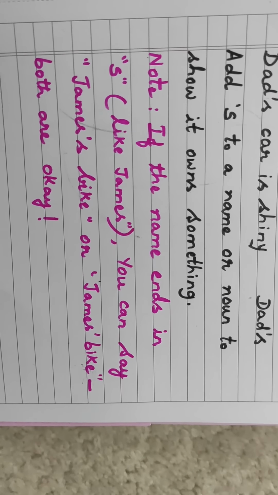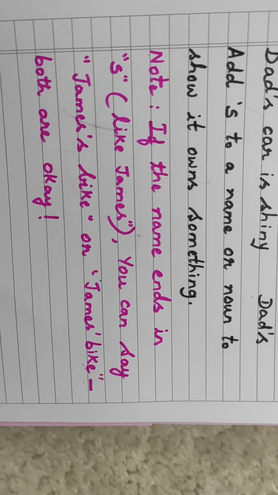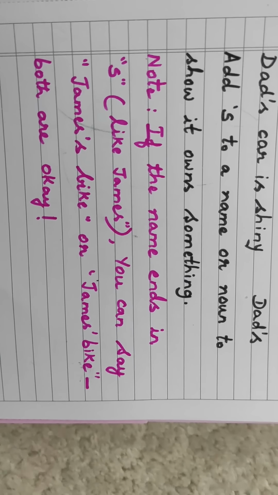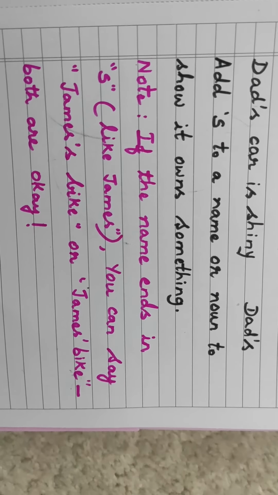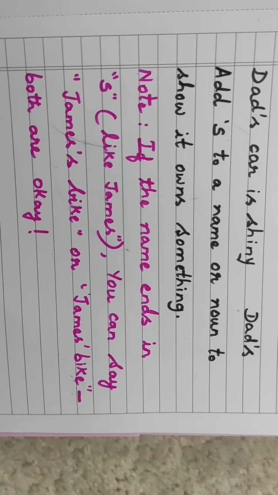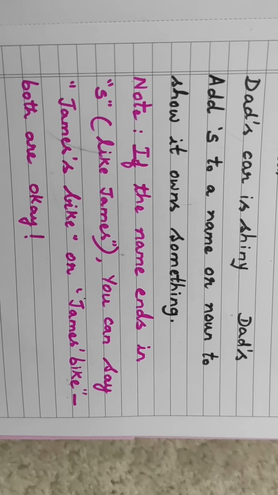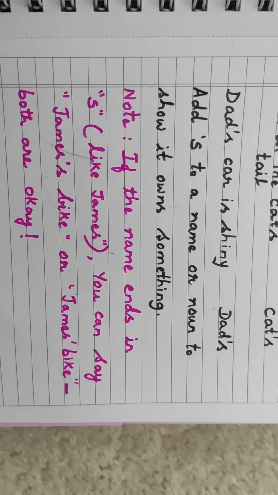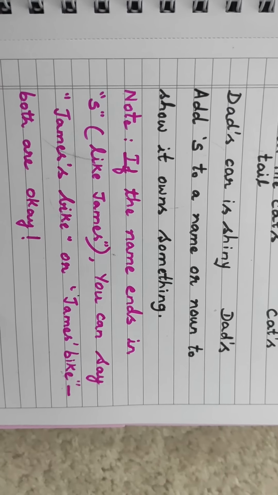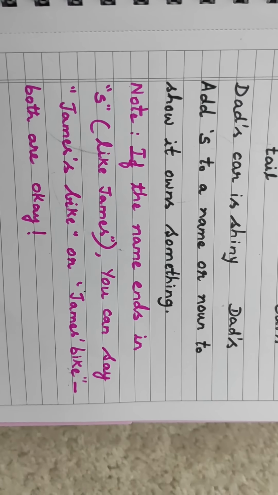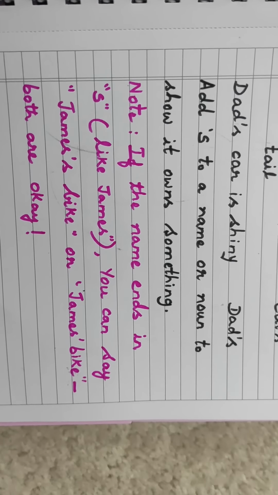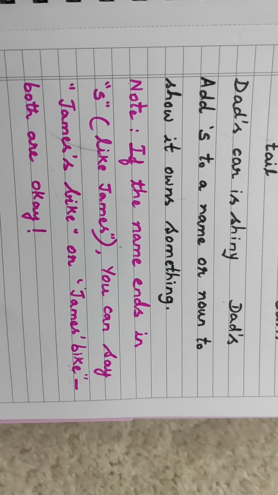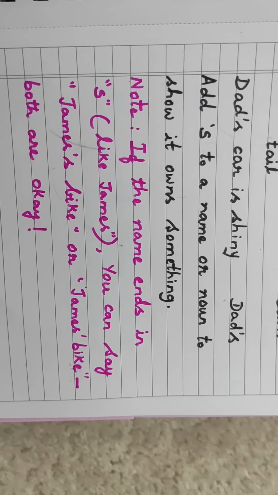If you write it this way also, J-A-M-E-S apostrophe S bike, it is a possessive noun, or James apostrophe bike. You are clearly saying that the bike belongs to James. Actually, both are okay. This is how you will identify the possessive noun, adding S to the name of a thing, a place or a person to show that it belongs to him or her.